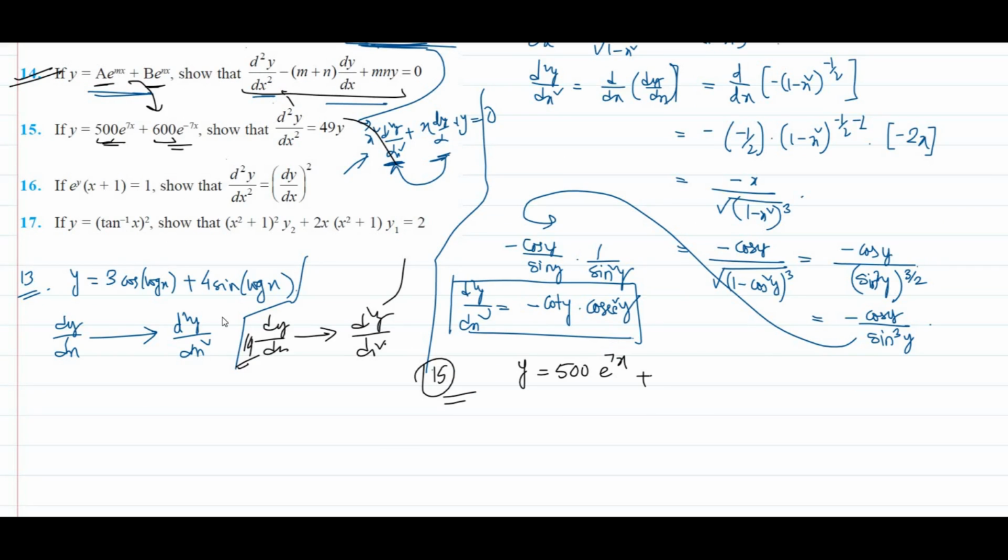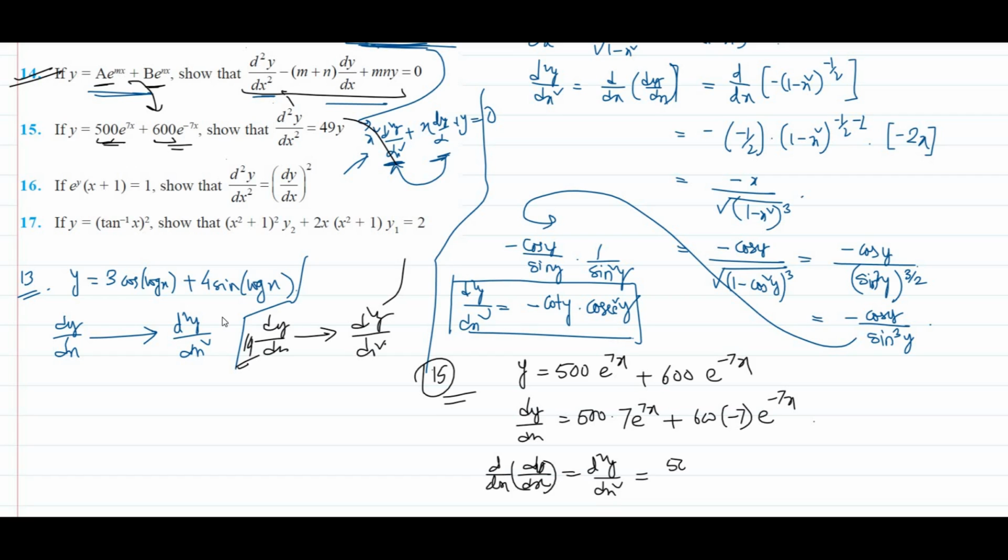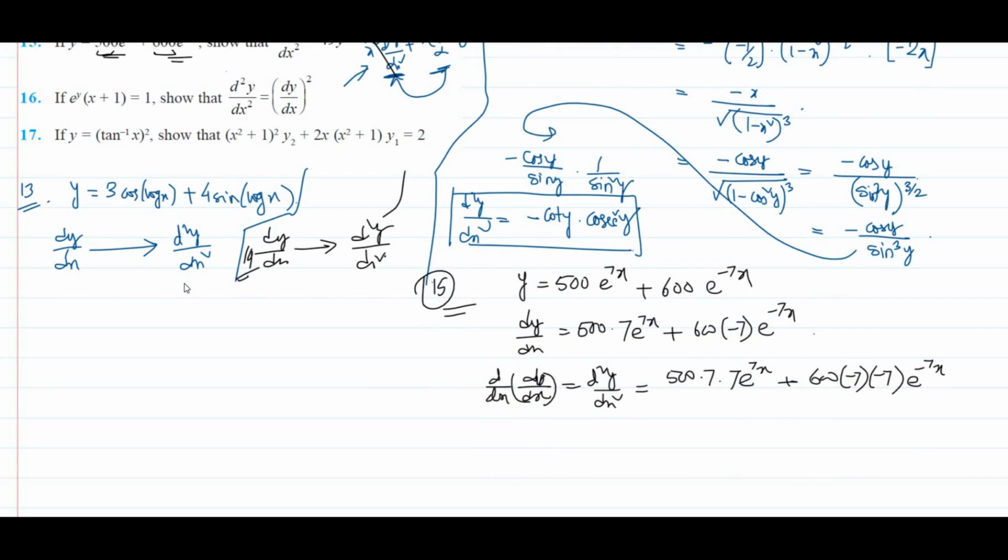We have y equal to 500 e to the power 7x plus 600 e to the power minus 7x. Let us differentiate it. We'll get 500 into 7 times e to the power 7x plus 600 times minus 7 times e to the power minus 7x, as you know by chain rule. Once again, if we differentiate it, d by dx of dy by dx is d square y by dx square. That will be 500 times 7 squared e to the power 7x, because all others are constants, and here 600 times minus 7 times e to the power minus 7x, because these are all constants and we are playing with it.